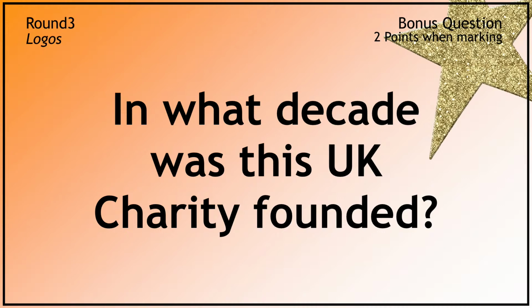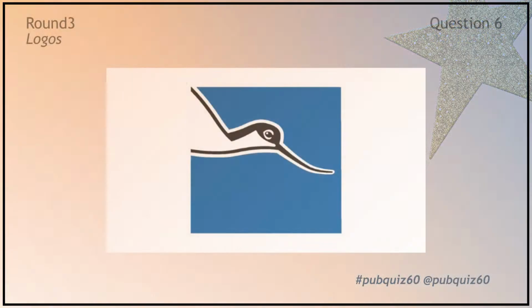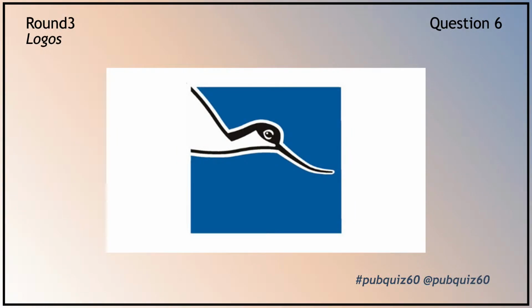So as a reminder, it's 2 points when it comes to marking that and all the bonus questions. All other questions, just 1 point. So let's go back to the 1 point questions. Question 6 in the logos round for 1 point. Can you recognise the charity there from the partial logo? And again, 20 seconds on the clock.